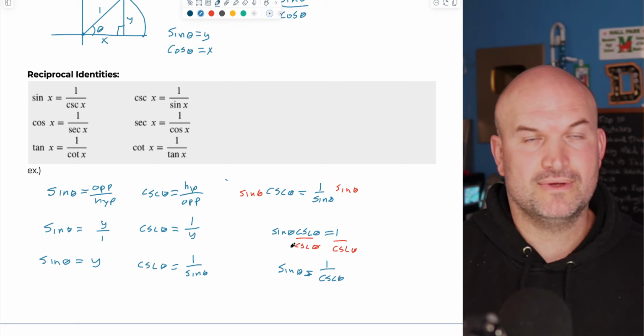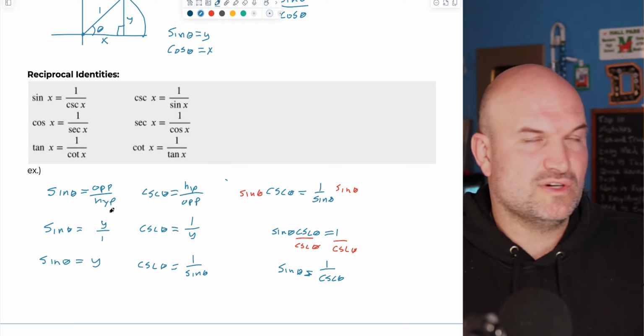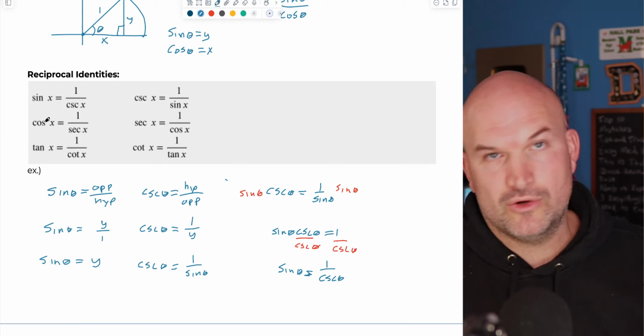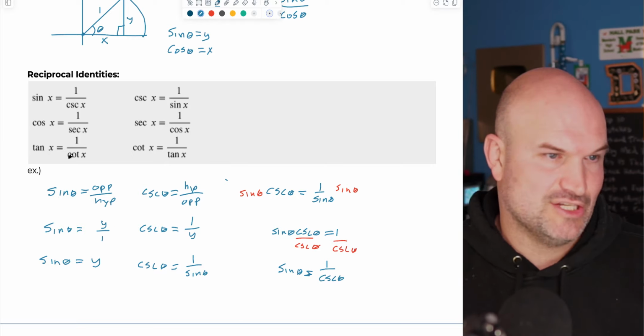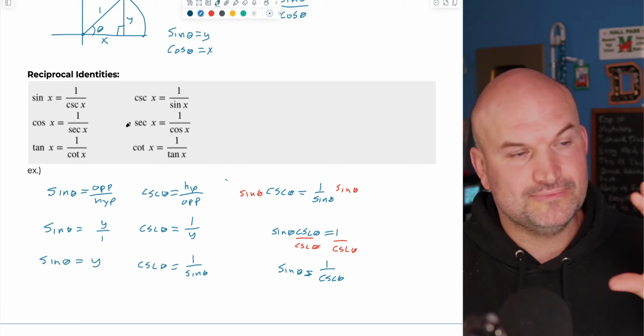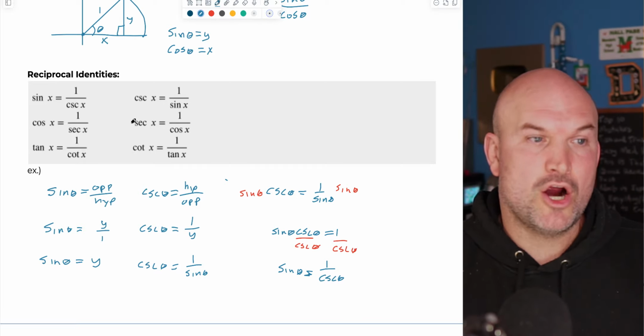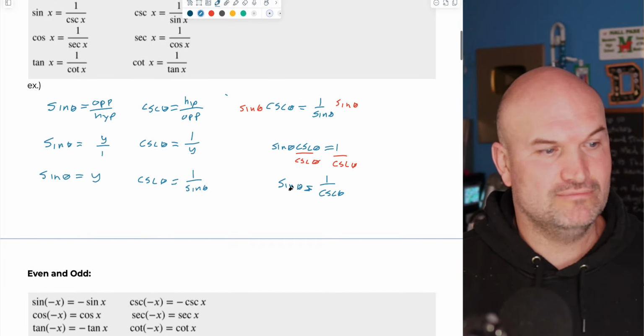So I worked with this for sine, but ladies and gentlemen, you can do this for the cosine as well as for the tangent. So you can see how these reciprocal identities work and that they are true.